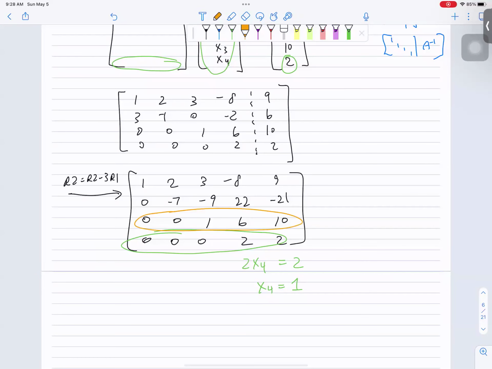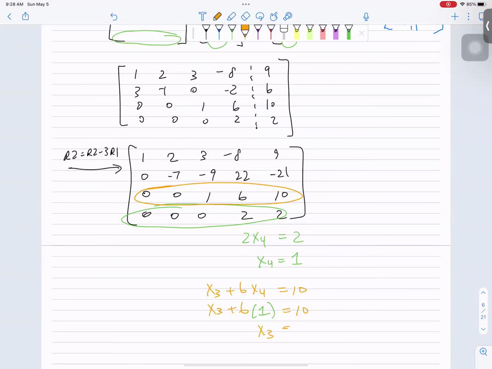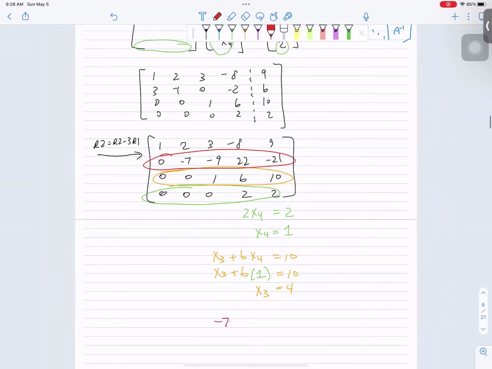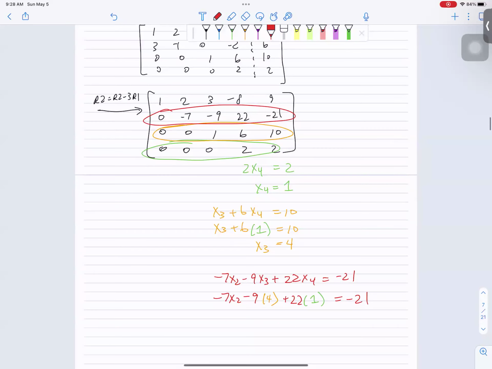Then this row tells me x3 plus 6x4 equals 10. I just found out that x4 is equal to 1, so I can plug that in, and I solve to get x3 equals 4. The second row, I have negative 7x2 minus 9x3 plus 22x4 equals negative 21. I know x3 is 4 and x4 was 1, and I can solve to get x2 equals 1.